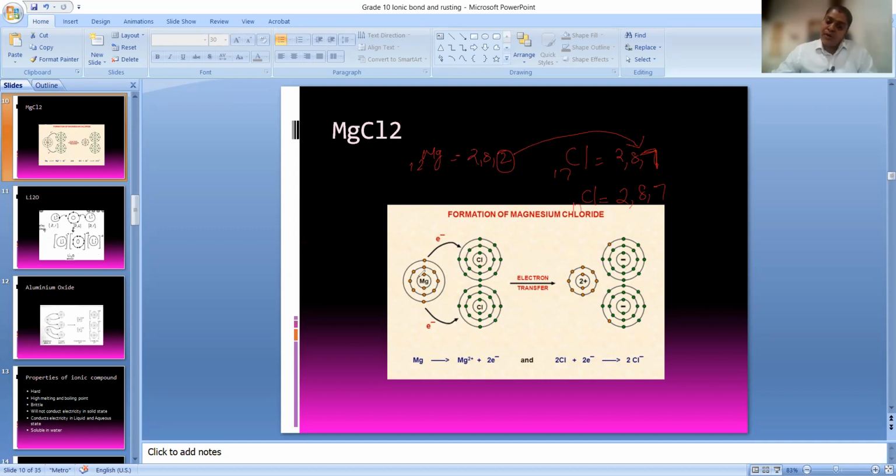So what we are going to do? Magnesium has 2 extra electrons, so 1 chlorine is not enough. We will take another chlorine and give the extra electron to this. And since magnesium is leaving 2 electrons, it becomes Mg2+. Since each chlorine is getting 1 electron, each chlorine has a minus 1 charge. Okay. 2 Cl minus 1 we will be getting. Okay, this is the case of ionic bonding in magnesium chloride.